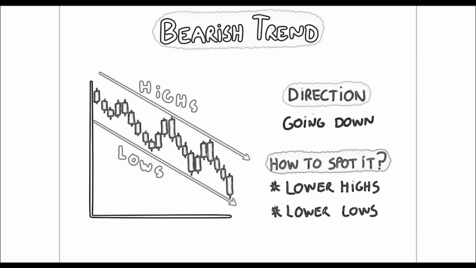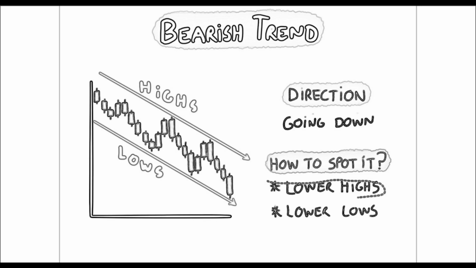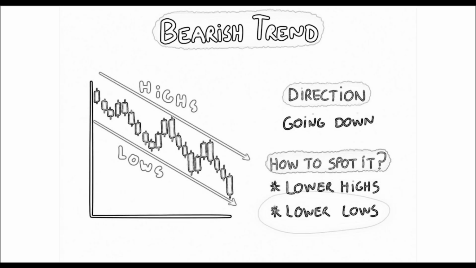Then, a bearish trend. What is it? Easy. The direction is going down, and we spot it by lower highs and lower lows. What do I mean by this? Easy. These are the highest points in the chart. Great. Number 2, number 3.